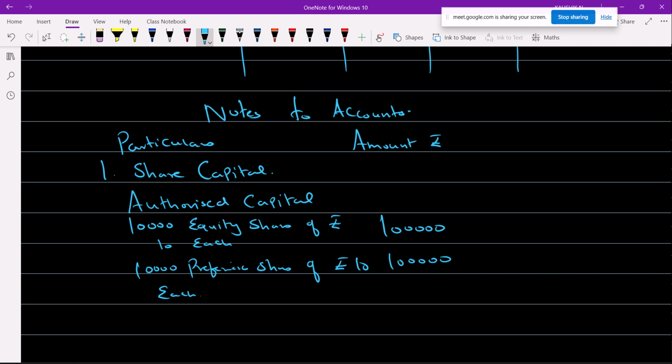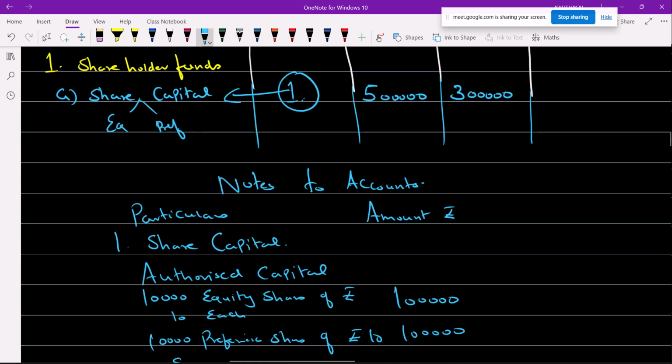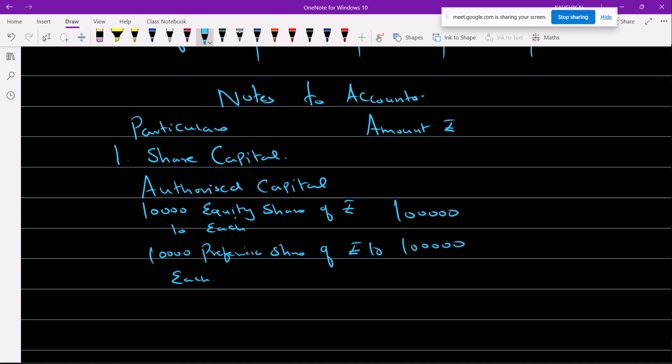We also have breakups of how the share capital is divided into authorized, issued and subscribed. That breakup will be given in your notes to account, which is detailed information about the items appearing inside your balance sheet. Here you have only a share capital, but the combination of how many equity shares and how many preference shares, you are able to see only when you check your notes to accounts. Are you able to understand?